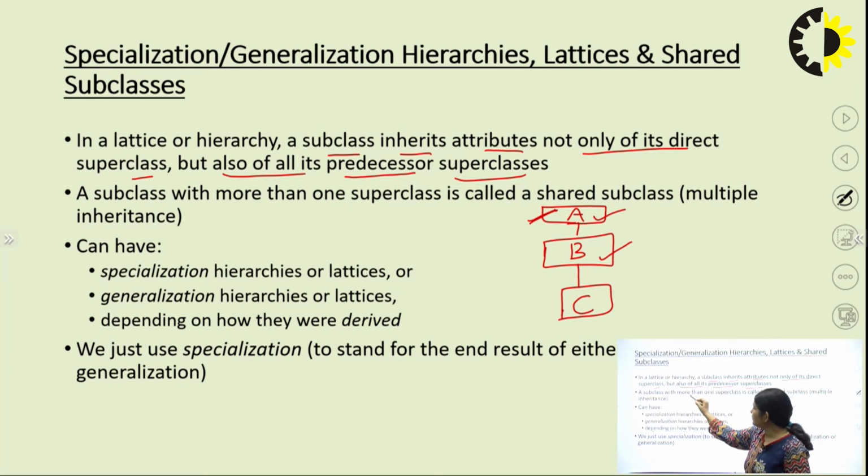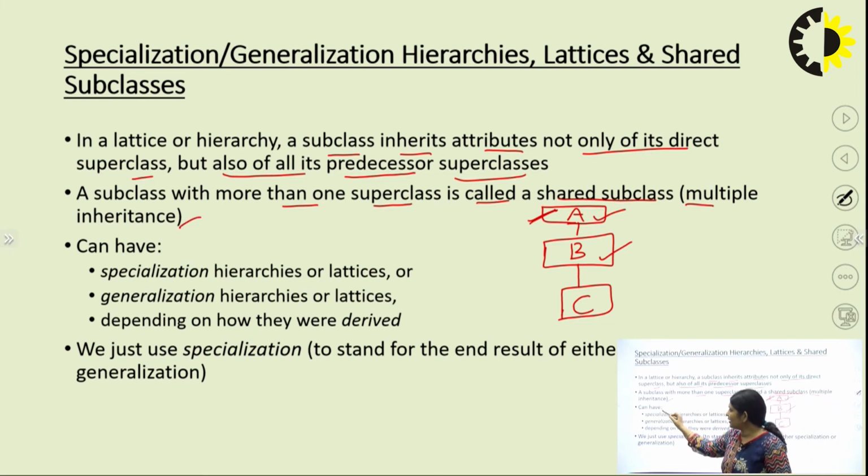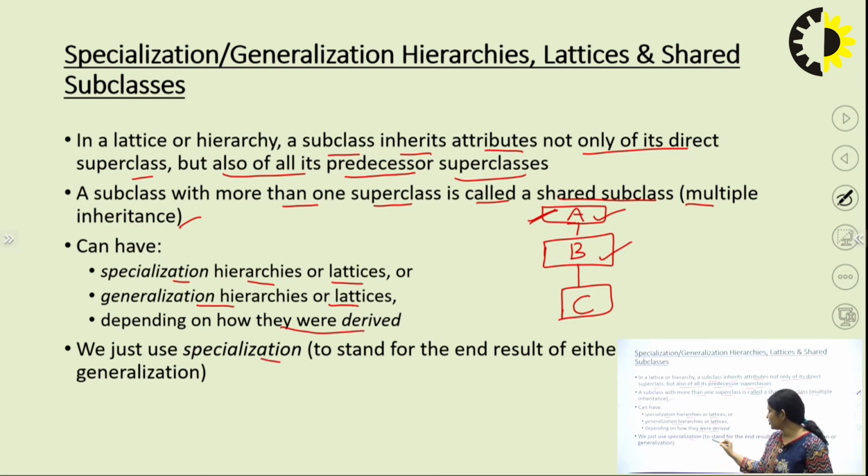A subclass with more than one superclass is called a shared subclass, that we have seen in the diagram, that is the multiple inheritance. We can have specialization hierarchies or lattices. Further, we can make a lot of hierarchies. Likewise, generalization hierarchies or lattices can be there depending upon how they are derived. We just use specialization to stand for the end result of either specialization or generalization.